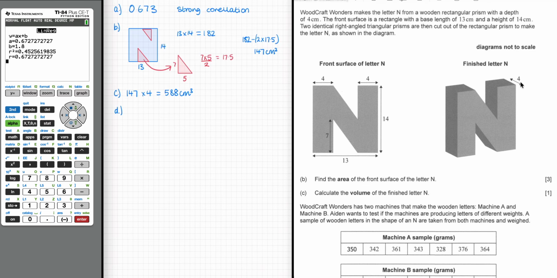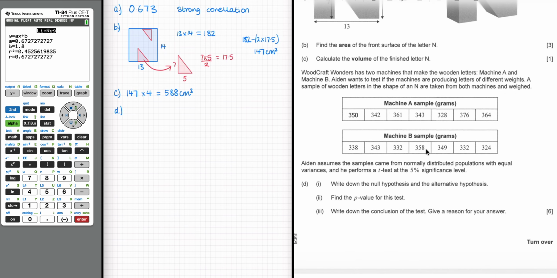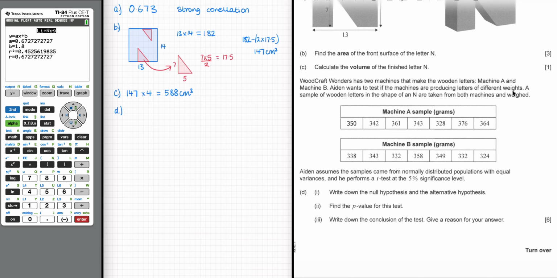And then moving on, we can go to part D. Part D says that there are two machines that make the letter, machine A and machine B, and they are wondering whether the machines are different and creating different weights to our letters. Okay, so we've got our pieces of information here. They assume that it's normally distributed and they're going to perform a t-test at a 5% significance level.